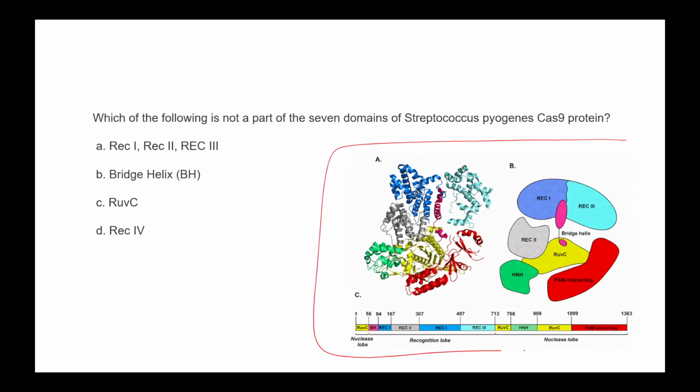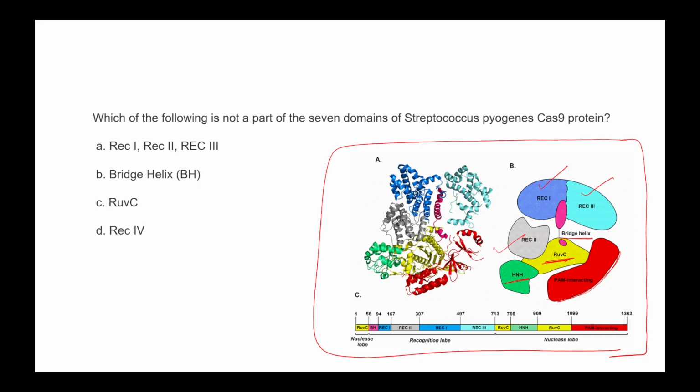Here you can see the organization of this particular protein Cas9, which has these major subunits: REC1, REC2 and REC3, and then it has the HNH and RuvC domains. RuvC and REC1, REC2 are joined by this bridge helix, and there is also the PAM interacting domain. So this is the entire structure of the Cas9 protein.